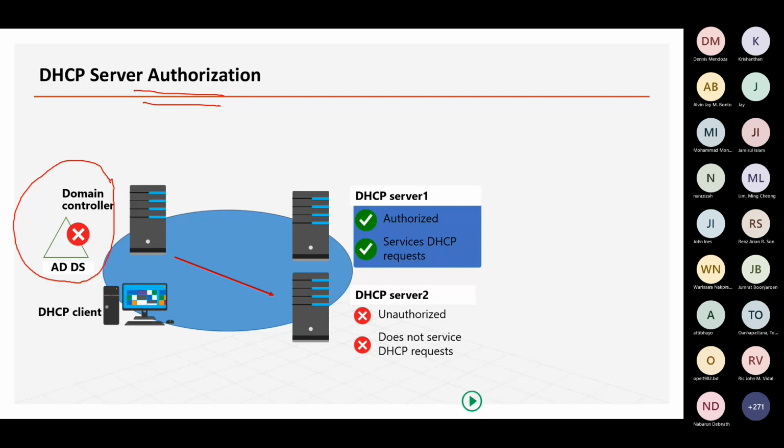Now, let me give you a scenario here. Right now, you can see our DHCP client is sending a request. You may be able to see both the client and both the DHCP servers.